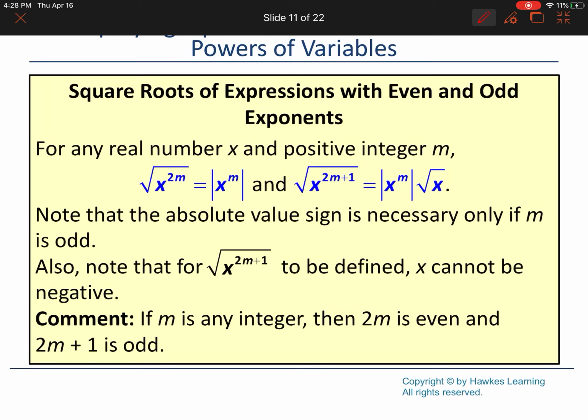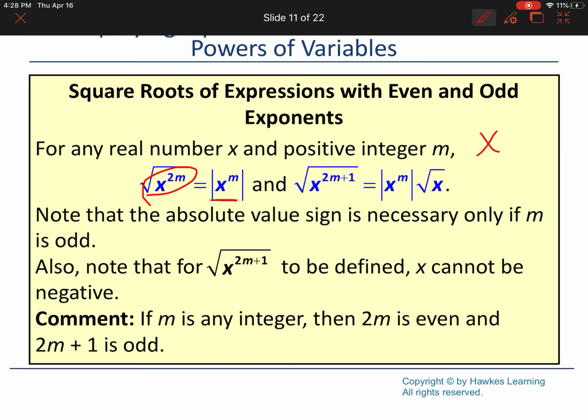You notice that anytime we have a square root of some even number, that's what that means. If m is any integer, then 2 times that is going to be an even number. So anytime we have a square root of an even number, it just takes it down to the square root of whatever half of that was. It takes the exponent in half. That's kind of what the square root does, it cuts it in half.